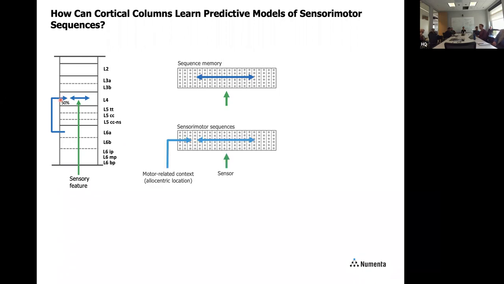What Jeff hypothesized is that suppose we had a motor-related context signal, let's say allocentric location. We've talked a lot about this since then, but at that time it was just some motor-related context signal. Suppose it comes in here and acts the same way as these lateral signals did in the temporal memory. If this represented the allocentric location on the object, then the same system can make predictions about the sensory input that it's going to sense. It's a little confusing to call it motor related here because it's really a location signal, and the location signal is updated by motor information. So just think of it as a point in some space.